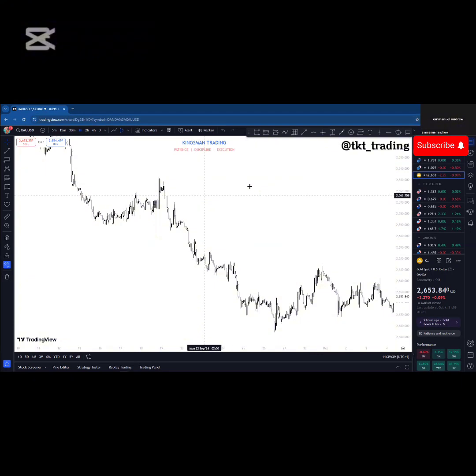So right here now, we are in a downtrend. As you can see, price starts declining from this point. So we have this lower high, lower low, lower high, lower low, lower high, lower low, lower high, lower low, and then price is just going down.